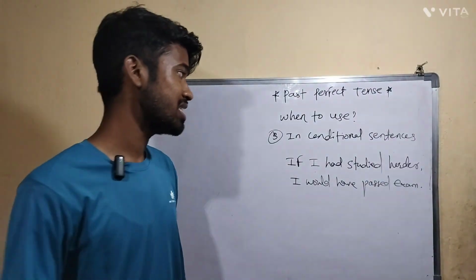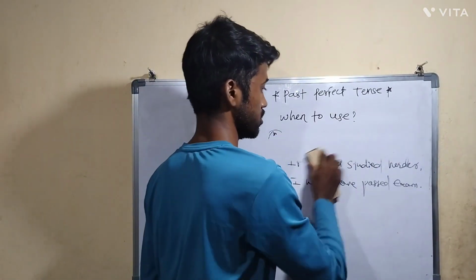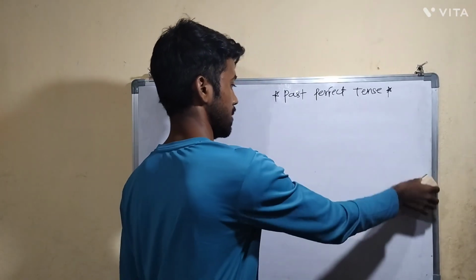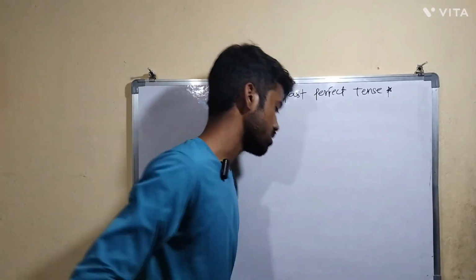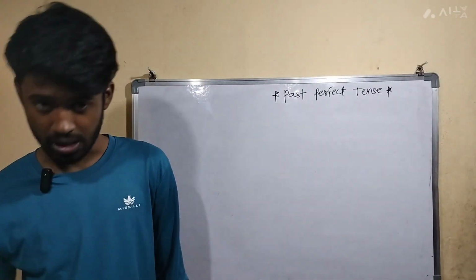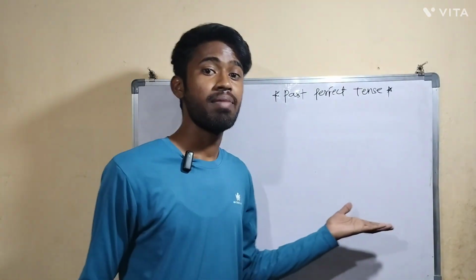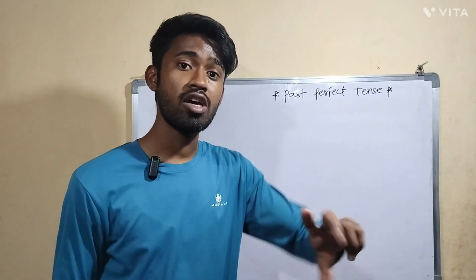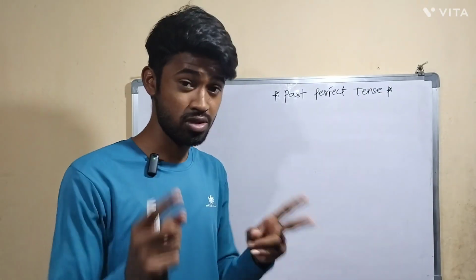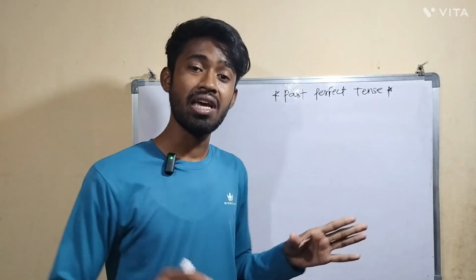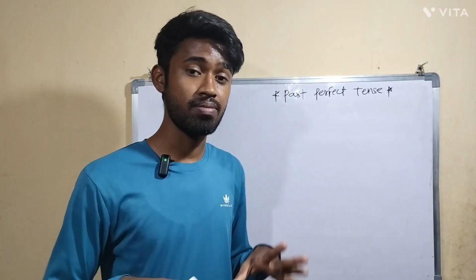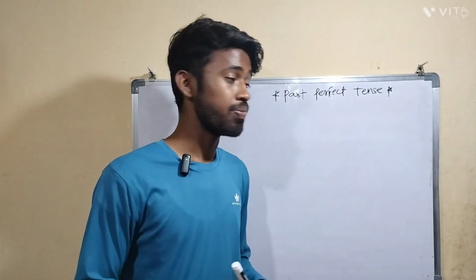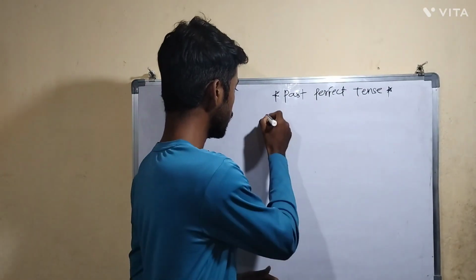Okay, now let's see the positive and negative structures, so you will get a better understanding of this past perfect tense. It is a little bit difficult compared to other tenses, because here we are combining two actions. In each tense we have seen only one action, but here there are two actions, so you have to pay your 100% attention here.